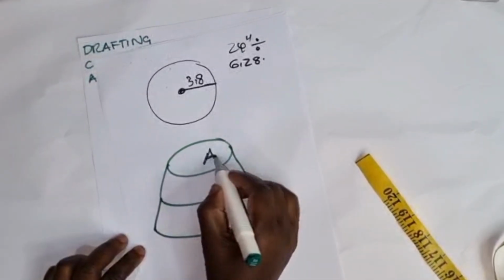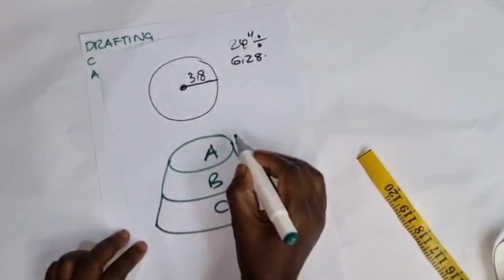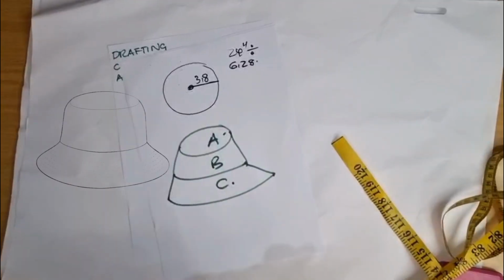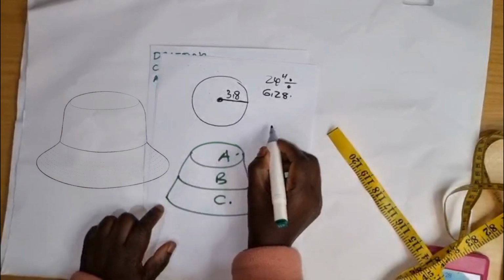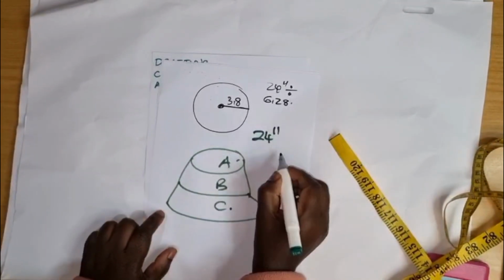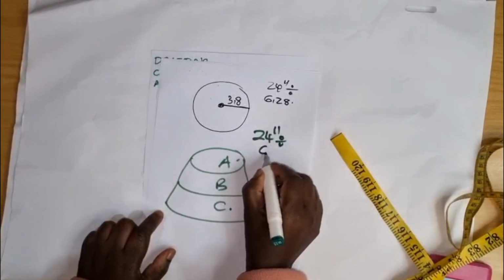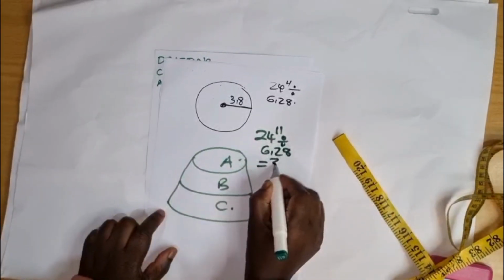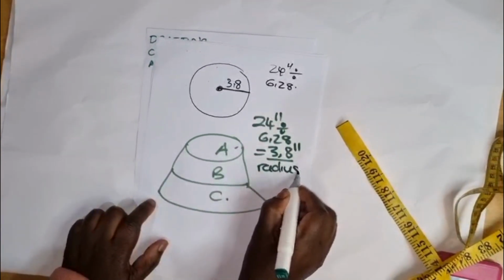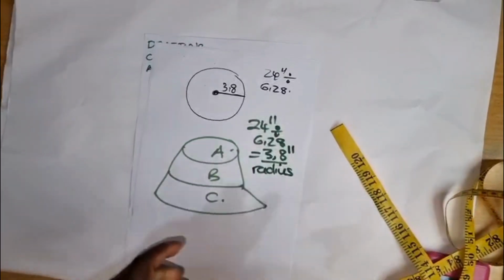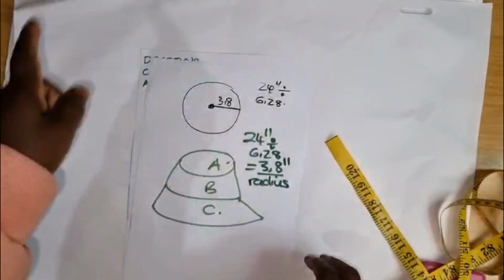So let's take this one, A, B and C. We'll start with cutting A. You will find it by dividing your head circumference, which is 24 inches, by 6.28. It gives us 3.8 inches. This is what we call the radius. These are terms which are used to calculate the perimeter of any circular object.